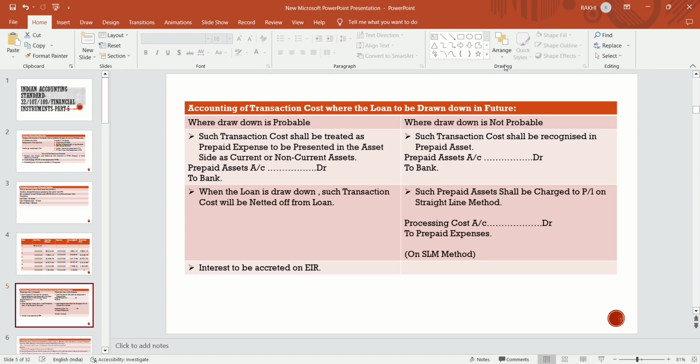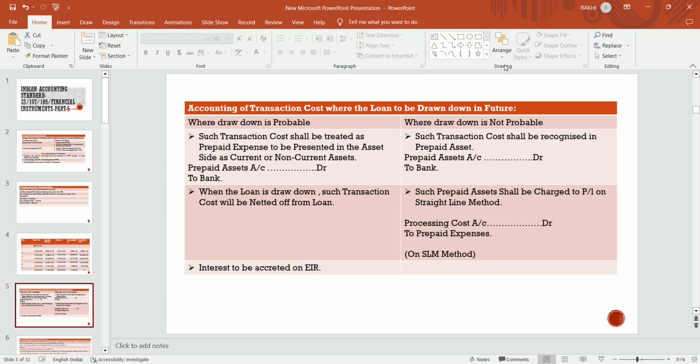But when the drawdown is not probable after sanctioning the loan, when the probability is low, in that case such transaction cost is also recognized as prepaid asset account debit to bank, but such prepaid asset shall be charged to P&L on the straight line method, because the probability is low that they will draw the loan. In that case, that prepaid asset is to be charged to P&L on the straight line method as processing cost account debit to prepaid expenses on SLM method.